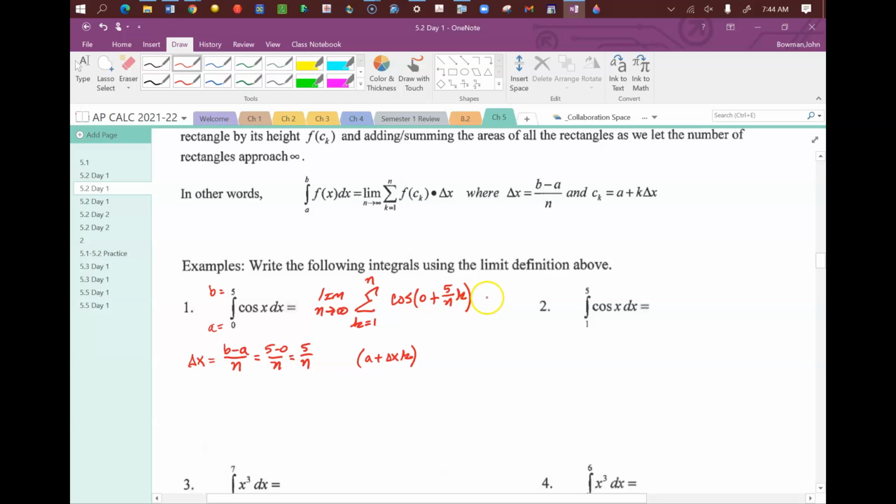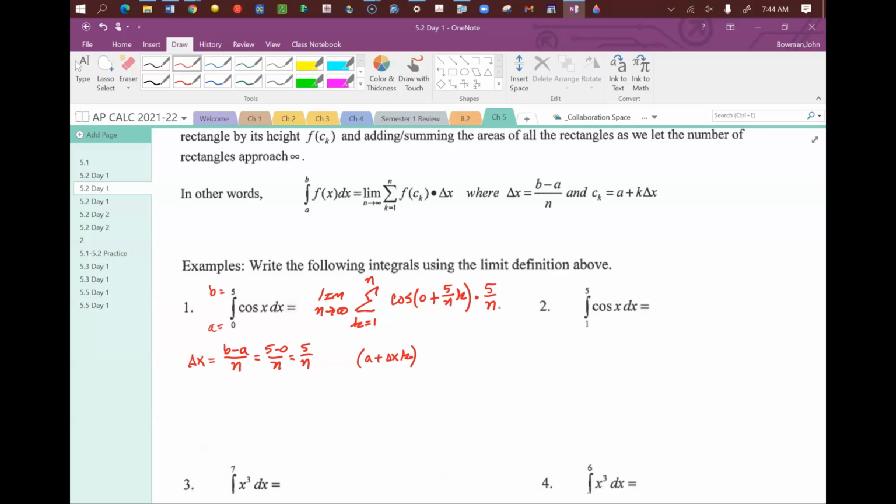And then we are going to multiply it by delta x, and our delta x is 5 over n. So we have the necessary parts. We have the limit, which tells us that the number of rectangles is approaching infinity. We have the summation, which means to add up all the areas of all the rectangles.